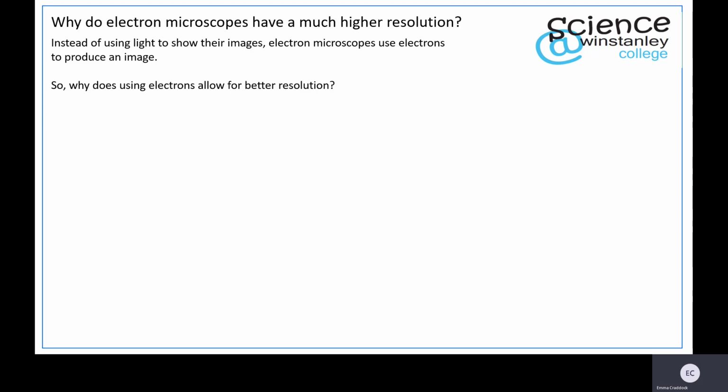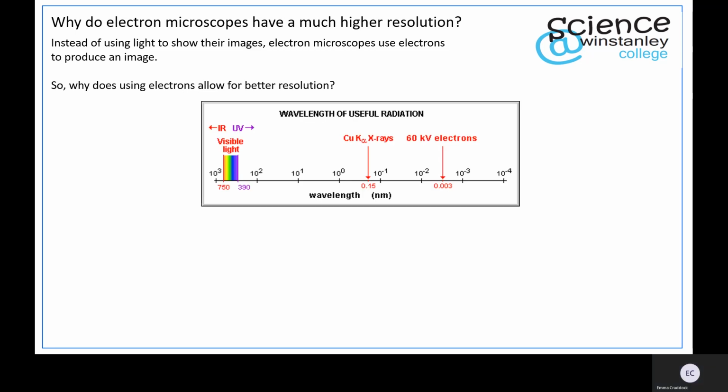So why do electron microscopes have a much higher resolution? We've talked about the fact that they use electrons, but why does this actually provide them with a higher resolution? Well, it's to do with wavelength. So you can see in the diagram, the wavelength of visible light is 750 nanometers at the red end to 390 nanometers at the violet end. However, your 60 kilovolt electrons have a wavelength of 0.003 nanometers. So therefore, you are going to get a much shorter wavelength.